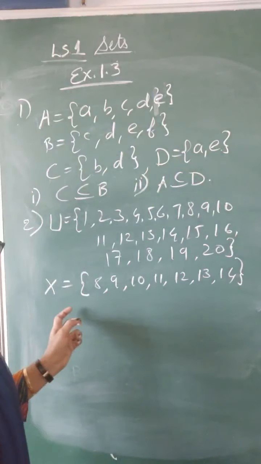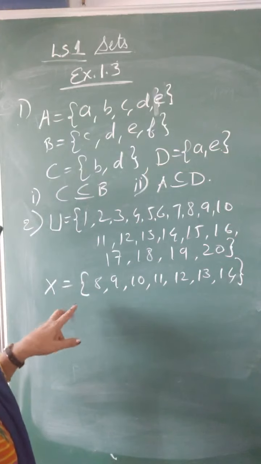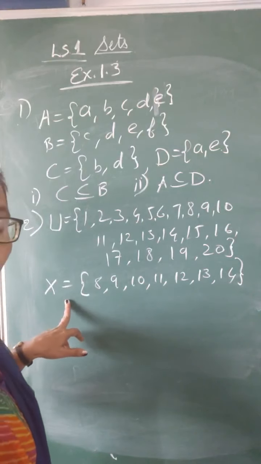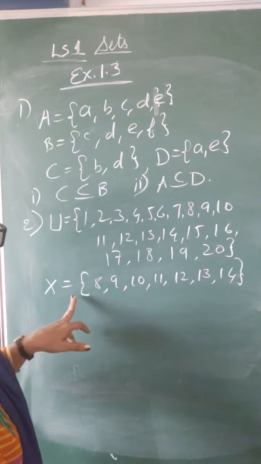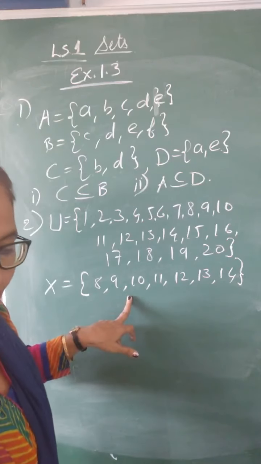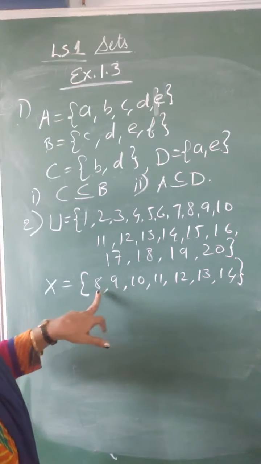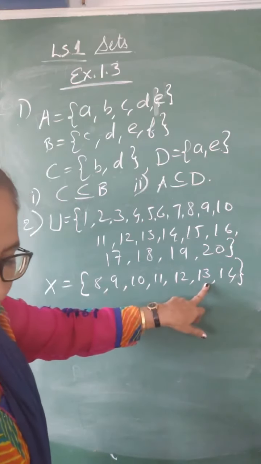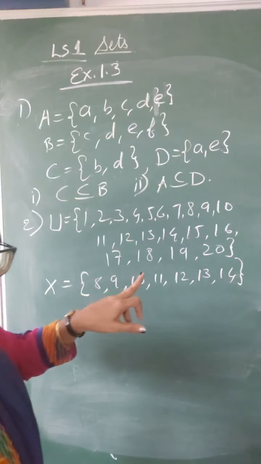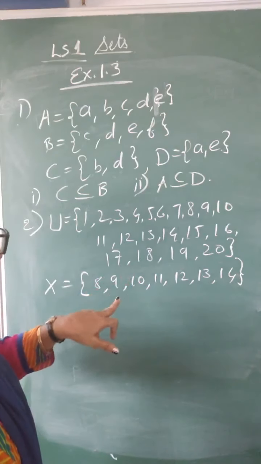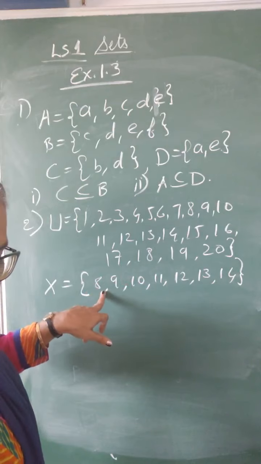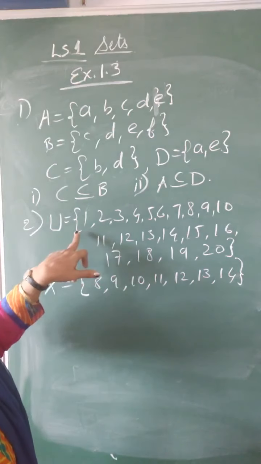According to the given set X, which was given in set builder form, I have converted this into listing form. 7 less than X less than 15 means 8 to 14 you will write. Now the question is, you have to show sets X and Y using a Venn diagram. Let us show this set X by using a Venn diagram.